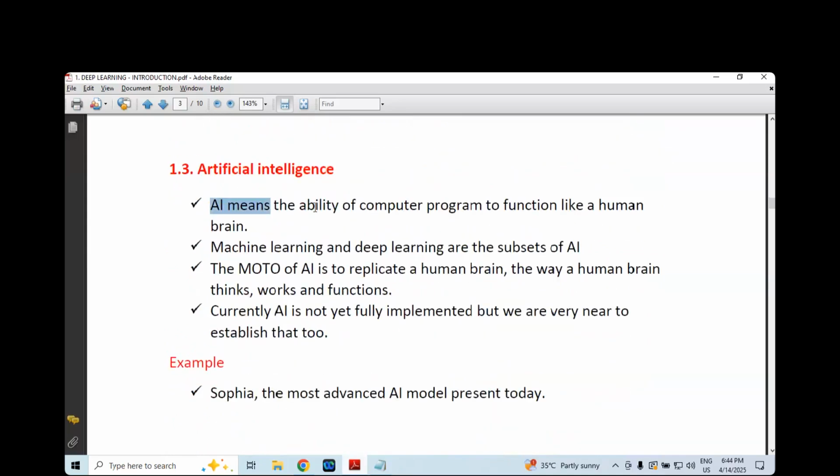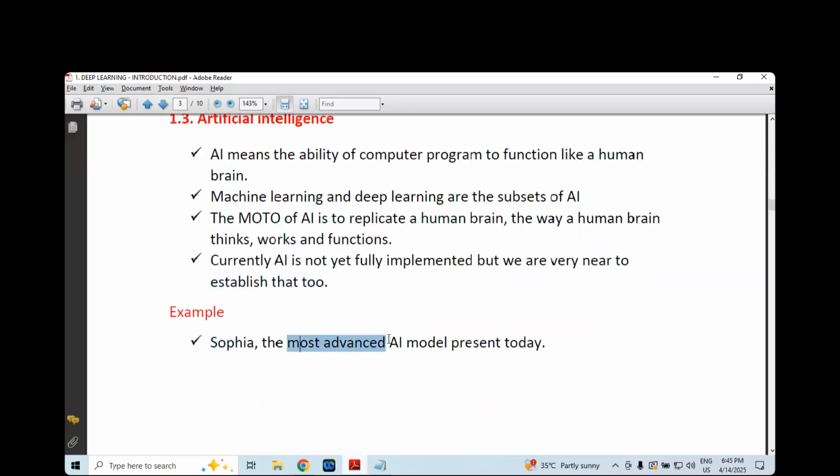AI means the ability of a computer program to function like a human. Machine learning and deep learning are the two topics in AI. The motto of AI is to replicate the human brain, the way a human brain thinks, works and functions. Currently, AI is not yet fully implemented, but we are very near.